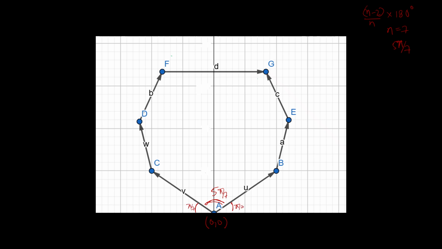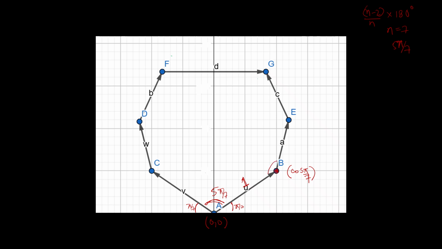So if this is pi by 7 and this side is 1 unit, I can use the polar form to write the coordinates of this point B, which will be nothing but r cos theta comma r sin theta. R is 1, so I can write cos pi by 7. I'll just write the x coordinate because it is the only one of use here, right?